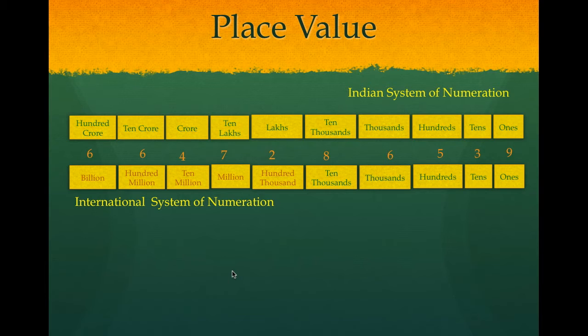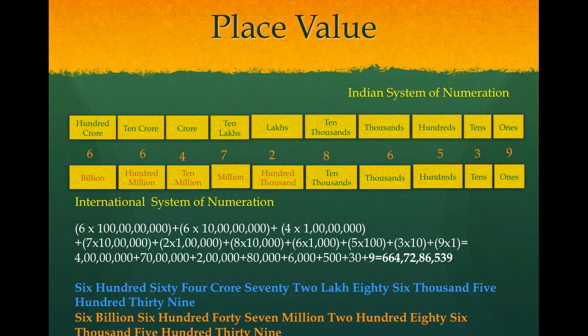I want you to pause the video and write the number in expanded form and write the name of the number in both the numeration systems. Assuming that you tried on your own, let's see how the 10-digit number is expressed in expanded form. So 6 is multiplied by 100 crore or 1 billion. Okay. Then this 6 is multiplied by 10 crore or which is 100 million. And this 4 is multiplied by 1 crore or 10 million. And similarly this goes on.